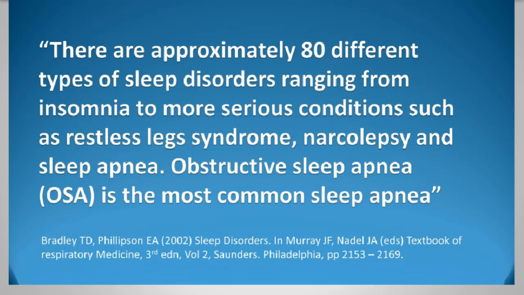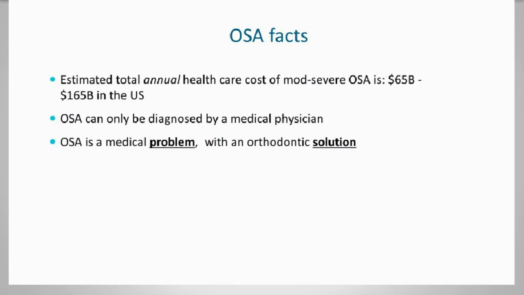From a financial impact on society, the Harvard School of Public Health published a white paper on obstructive sleep apnea a couple years ago, and they estimated the total annual healthcare costs of moderate to severe obstructive sleep apnea and its comorbidities to be between $65 billion and $165 billion per year in the United States alone.